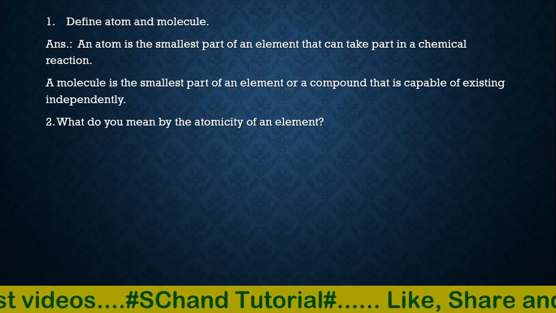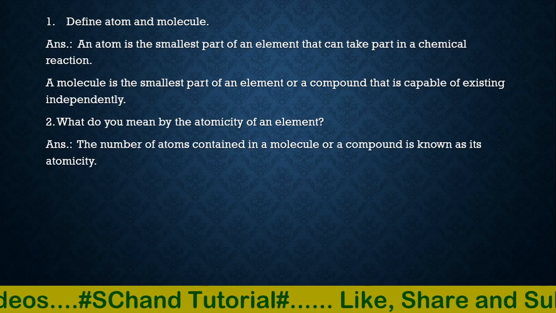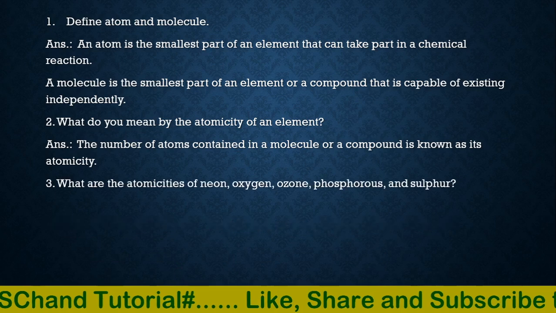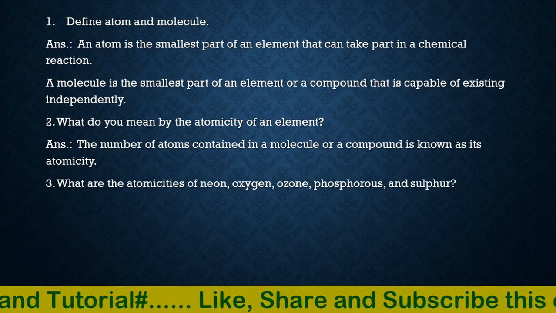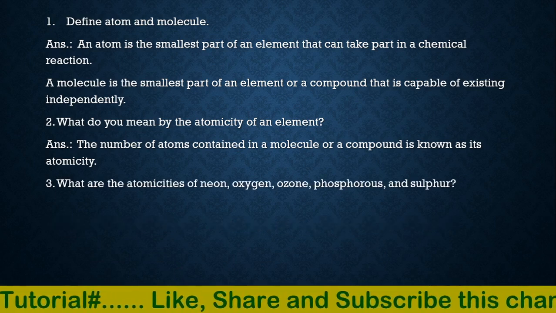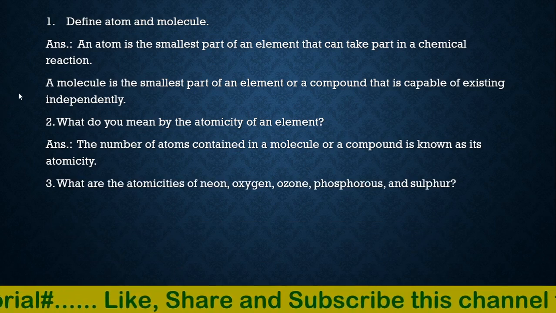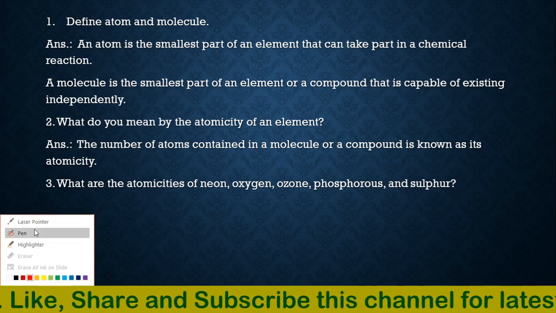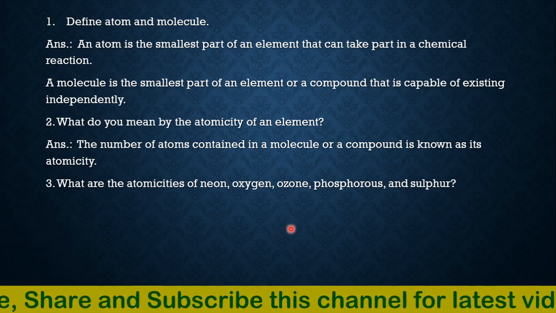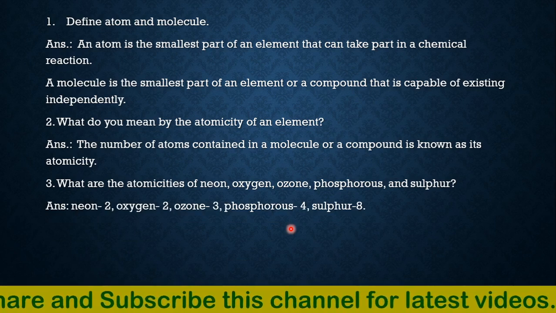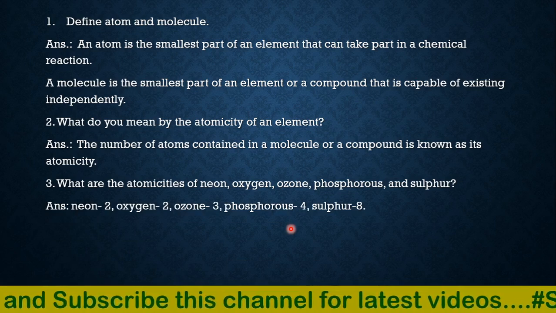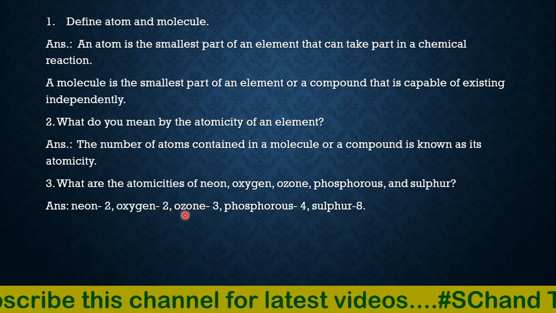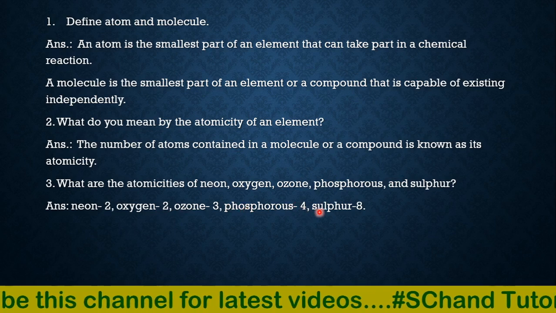Second, what do you mean by the atomicity of an element? The number of atoms contained in a molecule of an element or a compound is known as its atomicity. What are the atomicity of neon, oxygen, ozone, phosphorus and sulfur? Here we have to write the atomicity of the different elements. Atomicity is the number of atoms contained, that we have discussed already. And the answer: neon has atomicity 1, oxygen 2, ozone 3, phosphorus 4 and sulfur 8.